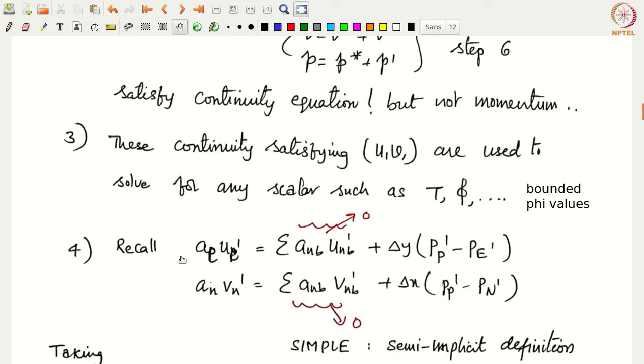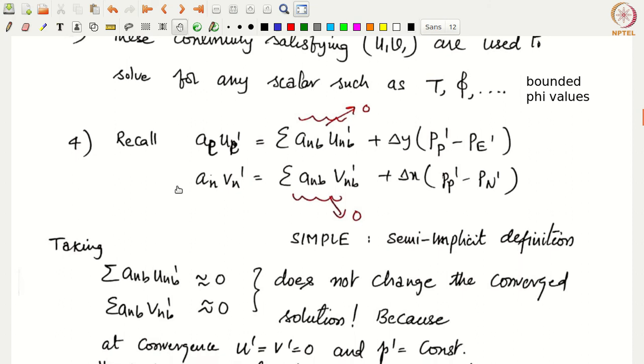one of the major approximations that we made in this SIMPLE algorithm is after we arrived at the velocity correction equation in terms of pressure corrections. That means we wrote two such equations, one for ue prime and one for vn prime, as ae ue prime equals sigma anb unb prime plus delta y times (PP prime minus PE prime), and the other one was an vn prime equals sigma anb vnb prime plus delta x times (PP prime minus PN prime), right?